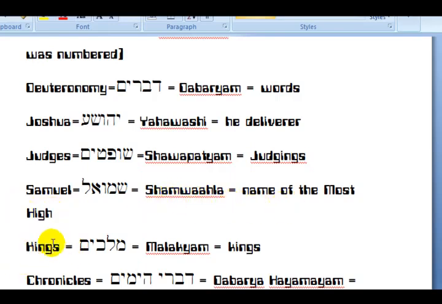Now Kings, which you have first and second Kings, is Malakyum. Malak is king, and the yum makes it plural. So Malakyum, kings, plural, which the yum at the end of a word is masculine plural.